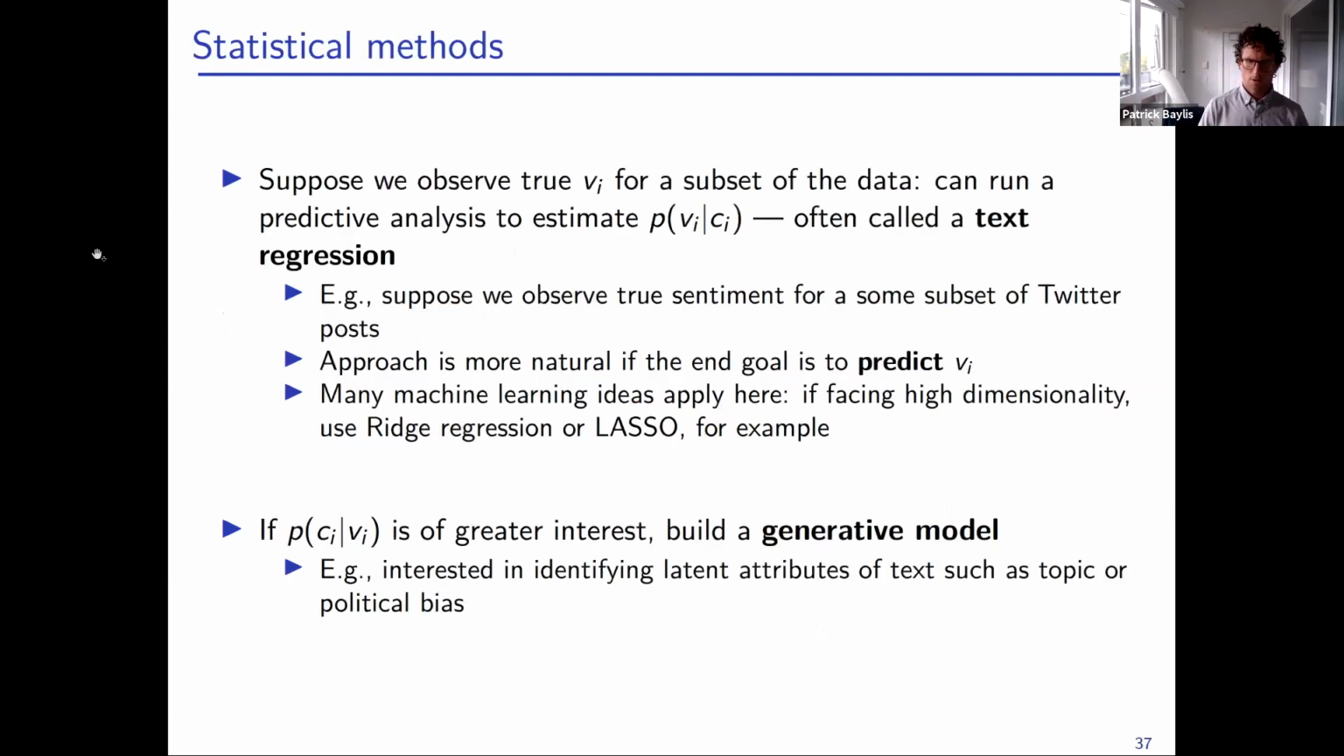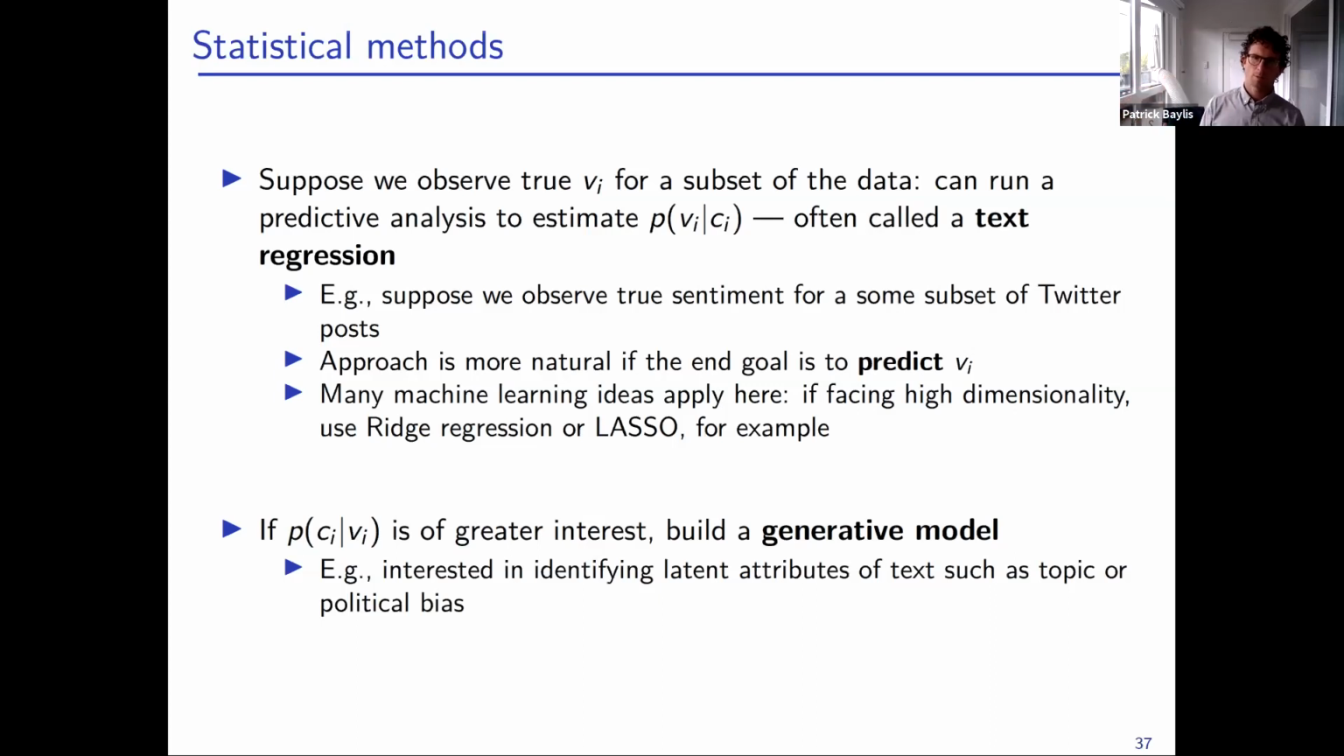Statistical methods are a little bit more nuanced, and the idea here is that we want to estimate the probability of observing a true V. So let's say that V here is sentiment, conditional on the words that we see. The approach is going to be a little bit more natural if the end goal is actually just to predict the underlying V.